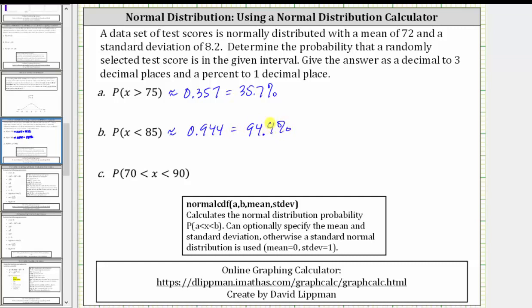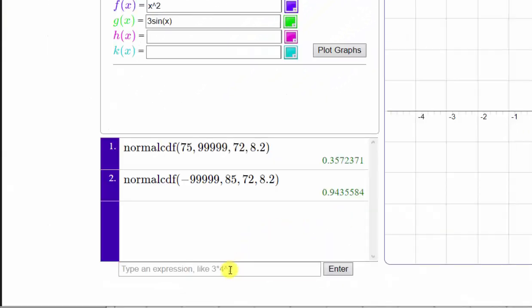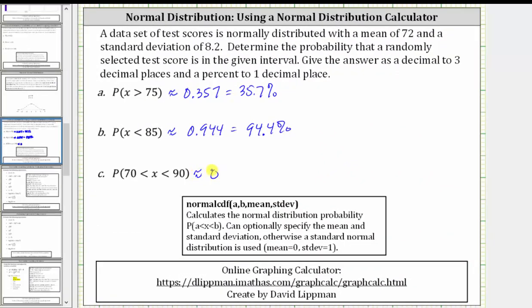And for our last example, we want the probability that X, the randomly selected test score, is greater than 70 and less than 90, which means that 70 is a lower bound, or A, and the upper bound is 90, or B. Click in the cell, type in normal CDF, open parenthesis, 70, 90, 72, 8.2, close parenthesis, enter. To 3 decimal places, we have approximately 0.582, which is equal to 58.2%.